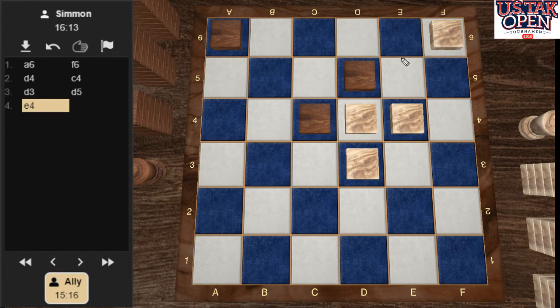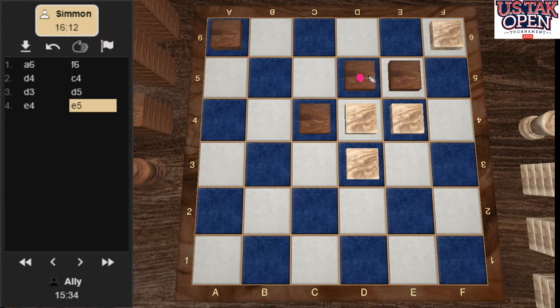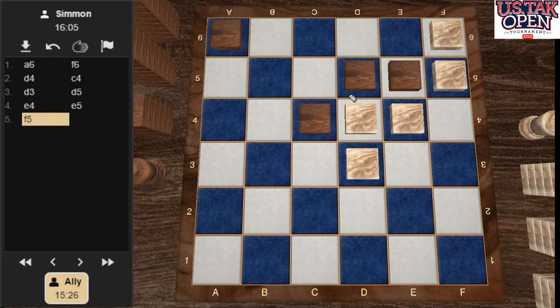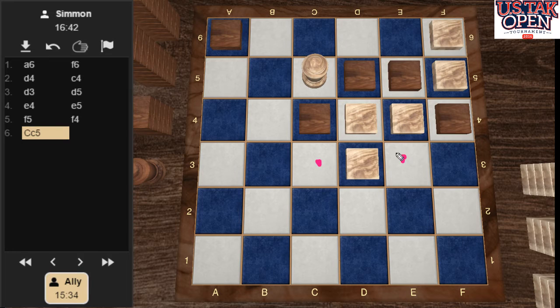But this is good. It looks like Ally is jumping into Simmon's half right away with this move. Oh, and this move now. He's trying to cut him off. I'd expect to see a capstone fairly soon here. Something from Ally, a capstone here would be okay. Here would also be fairly all right.